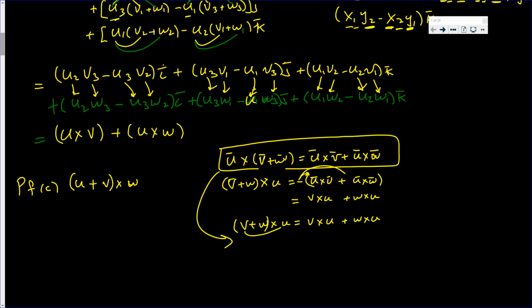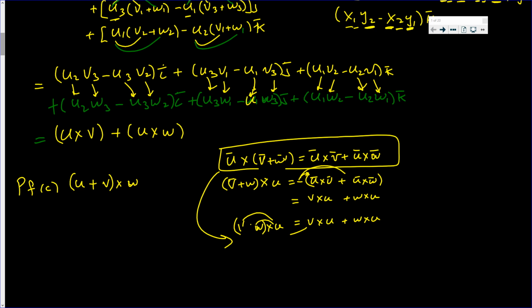Is V cross U, plus W cross U. You can distribute. Let me try that again. I blew it. V plus W cross U. You basically just distribute.